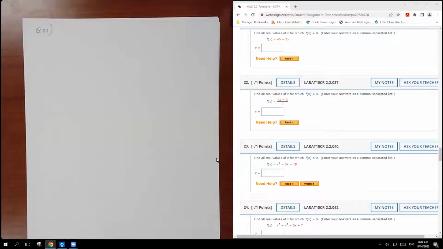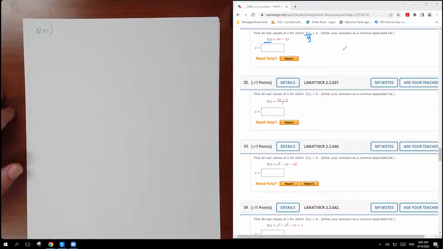So let's start with question 21. Question 21, they ask you to find the real value of x for which f of x equals 0. So be careful for this type of equations. They're telling you f of x equals 0. That means f of x equals 0. This is the y value, which is the same thing, the y value, which is here is f of x.